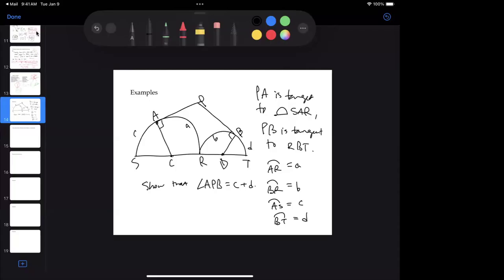Wait, so because of the semicircles, we have the angle measures A plus B plus C plus D equal to 360 degrees, right? Because this is A and this is C, so A plus C equals 180, and then this is B and this is D, that also equals 180.